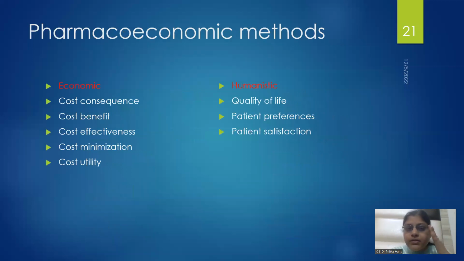So pharmacoeconomic methods have been divided into cost consequence, cost benefit, cost effectiveness, cost minimization, cost utility, and humanistic methods. These cover quality of life, patient's perspective, patient satisfaction, and patient's preferences. Patient satisfaction is by which drug therapy the patient is satisfied, which drug therapy the patient prefers, and whether the quality of life is improved by a particular drug therapy compared to the older drug therapy. That is the humanistic methods.